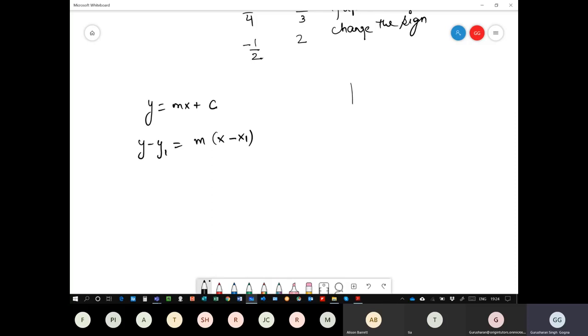So first of all, y equal to mx plus c means if I draw a line like this, m is obviously the slope of this line, which you know how to calculate, and c is called the y-intercept. Y-intercept means where the line cuts the y-axis, and the distance of that point from the origin is called the y-intercept.